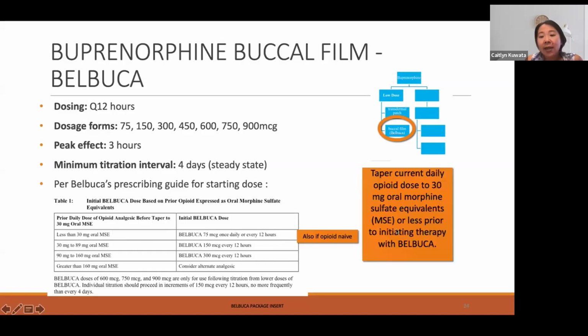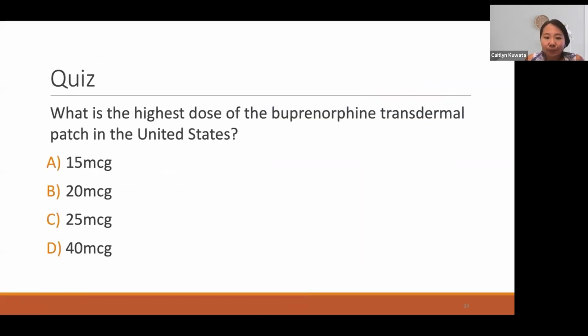They also do say that ideally you would want to taper someone down to 30 oral morphine equivalents before you even initiate Belbuca. But acknowledging, right, it may be really hard to taper our patients. And so it may be kind of a barrier for how low you can go before you're starting these.